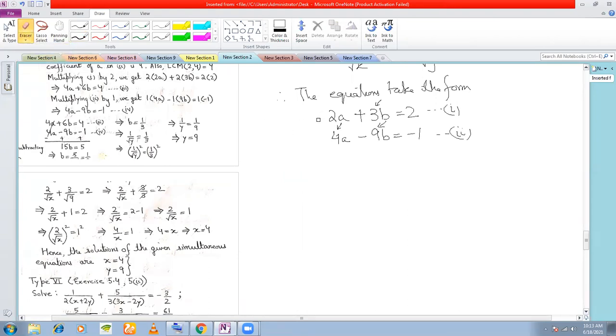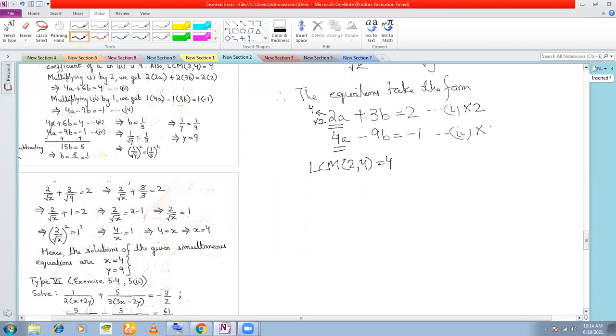And how do we solve by the elimination method? Which one do you want to eliminate? Suppose I want to remove a first. That means I want to remove these two a's first. What will I do? You take the LCM of 2 and 4, to get 4. So this coefficient has to be made 4. What should I multiply by? This I need to multiply by 2 to make it 4. That means the entire equation has to be multiplied by 2.